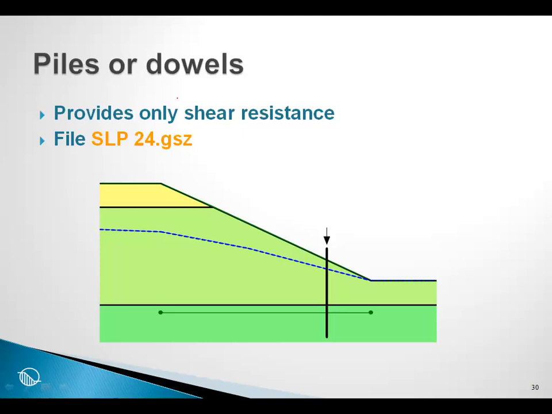There is one more type of reinforcement in SLOPE/W. This could be either a pile or dowels. Fundamentally, it provides a shear resistance, or increases the shear resistance. We can briefly illustrate this with GeoStudio.